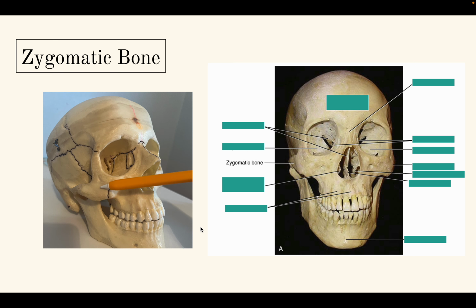And then next is going to be the zygomatic bone. It's a paired facial bone forming the cheekbones. So this entire thing would be the zygomatic bone. And then as you can see here, this is going to be the zygomatic arch. And then same thing on the other side.